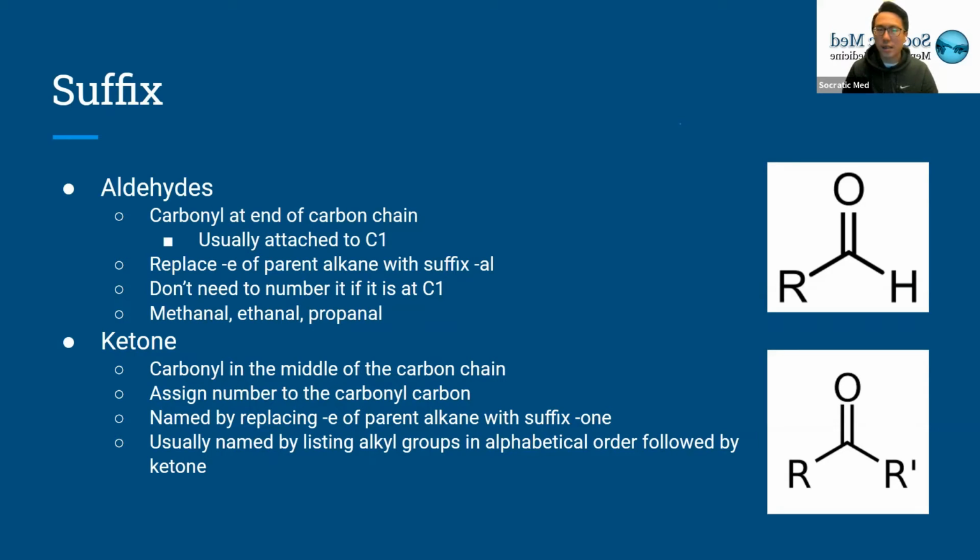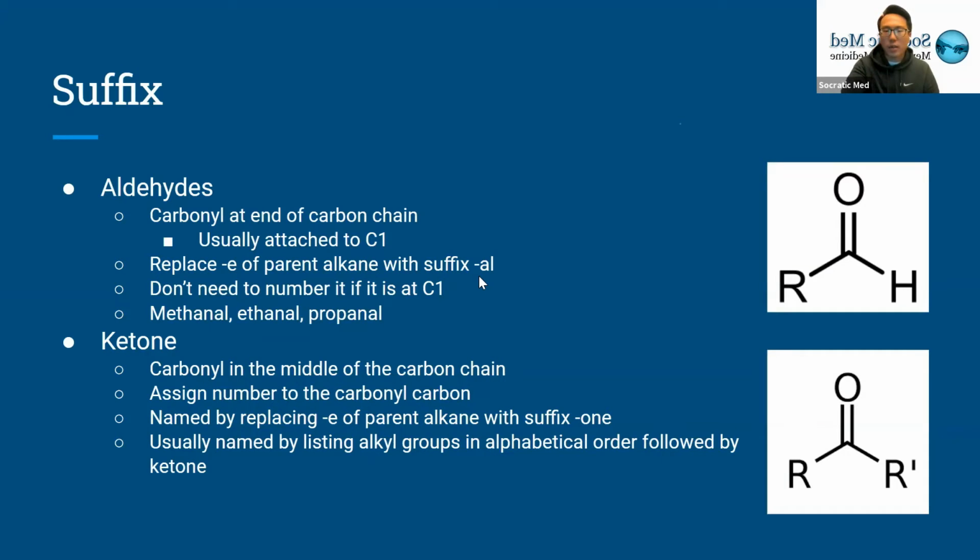So since it's at the end of a carbon chain, you usually number that carbon 1, and then go upwards when naming the other carbons. So the carbon next to it would be carbon 2. So this R group, the next carbon would be carbon 2, and then 3, and then 4, and so on. And when it's at carbon 1, usually they don't number it because they just assume that it's at the first carbon. So for methane with an aldehyde group attached to it, it would be called methanal. Ethane would be ethanal, and then propane would be propanal.